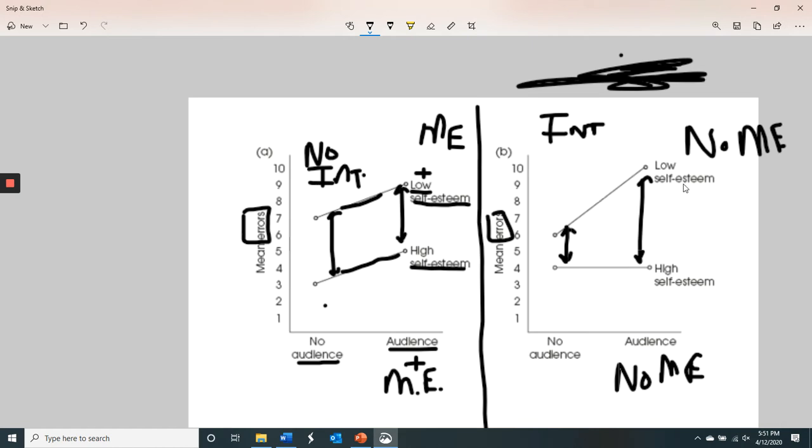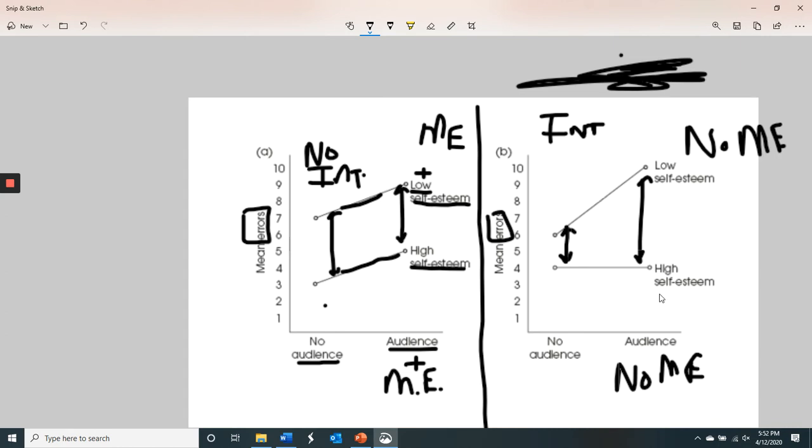For the low self-esteem people, it seems to make a big difference. They make about 6 errors, and if there's an audience there, they're making around 10. So that would be one interpretation. You could say the interaction is such that people who are high in self-esteem are not affected by the audience, no audience variable. However, people who are low in self-esteem make many more errors in the audience condition versus the no audience condition.